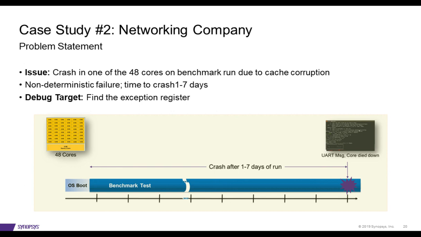The second case study I want to bring up is a networking company where we helped them debug a really complex problem. This was also a non-deterministic failure, which would happen anywhere from 1 to 7 days. It was a long-running benchmark test on a multi-core design, and they asked for our help to find the root cause.